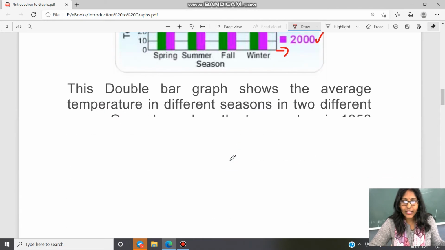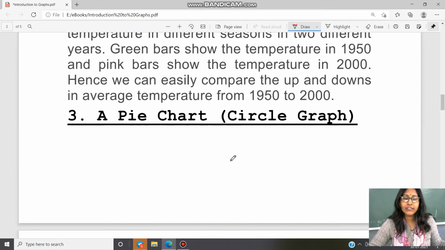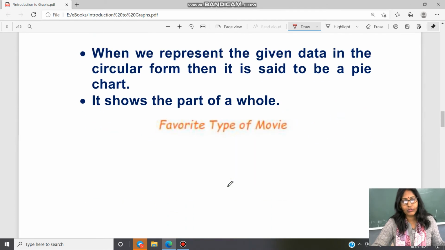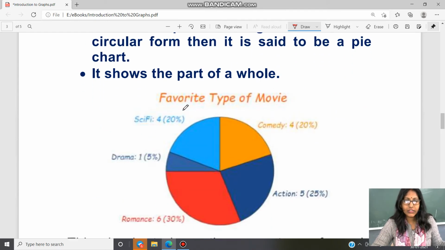Next is the pie chart. It is also called a circle graph. Sometimes we plot the graphs in a circular form. When we represent the data in a circular form, it is called a pie chart. It shows all parts of a whole. So this is our type of pie chart.